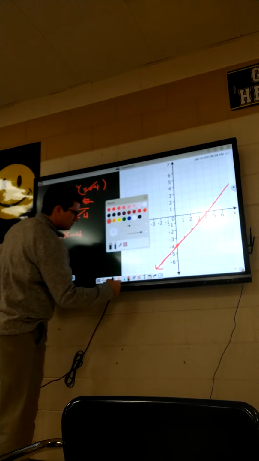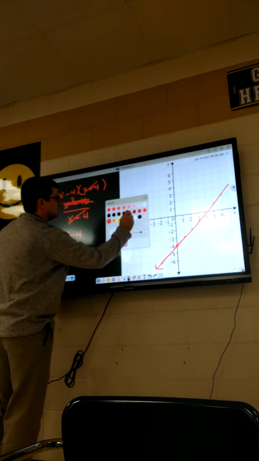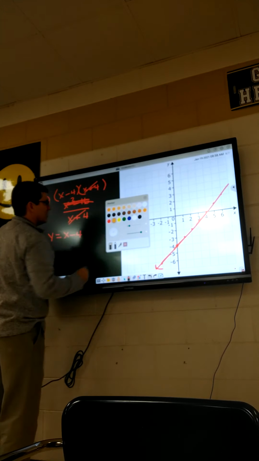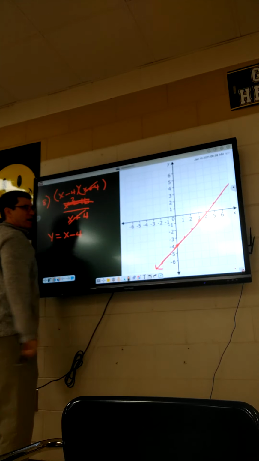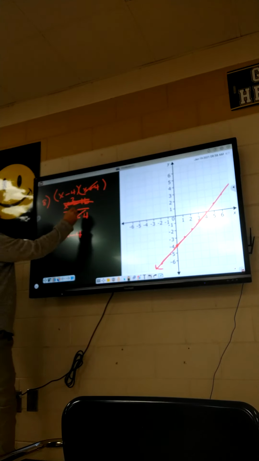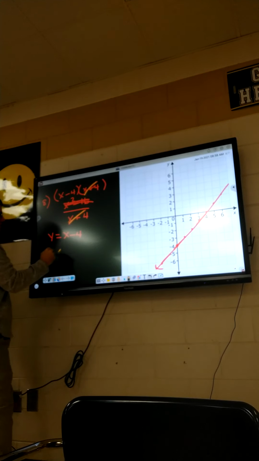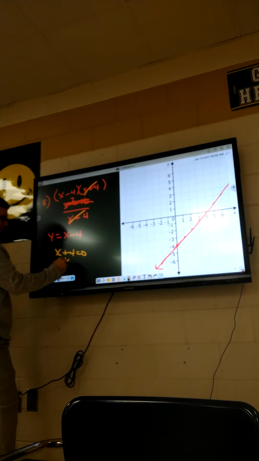All right, so now let's find the hole. What's the hole made from? The hole's made from whatever you crossed out. We crossed out x plus 4. So where's the hole going to be? Move plus 4 over, that makes it a negative 4.